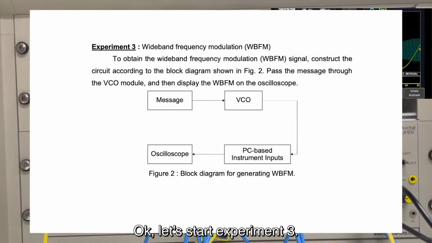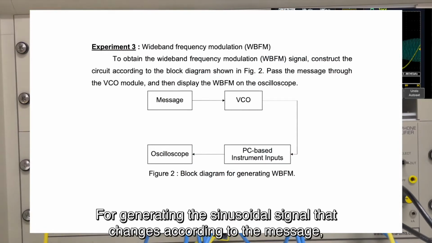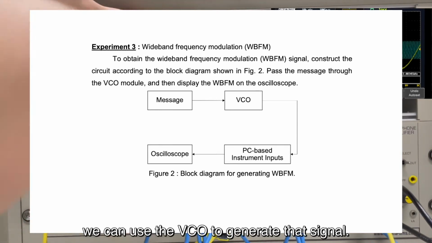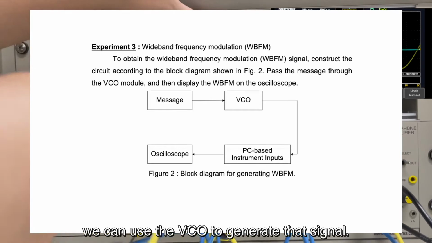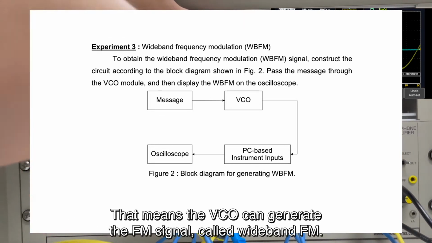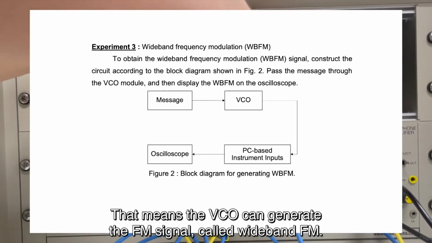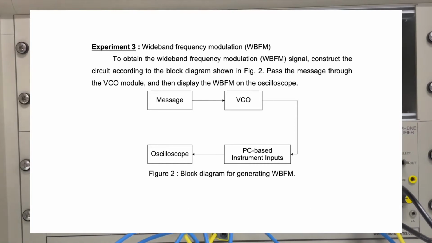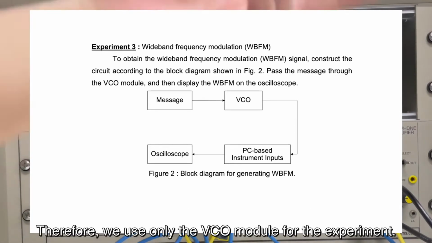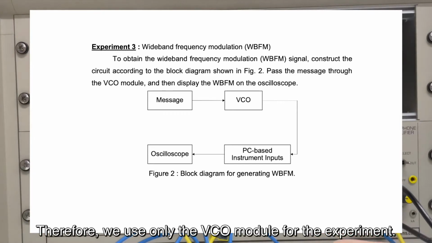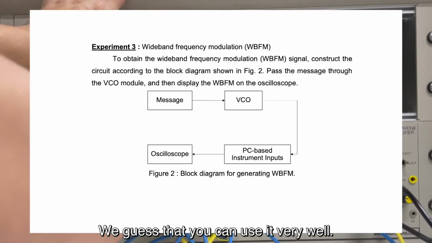Okay, let's start experiment 3. For generating the sinusoidal signal that changes according to the message, we can use the VCO to generate that signal. That means the VCO can generate the FM signal called wideband FM. Therefore, we use only the VCO module for the experiment. We get that you can use it very well.